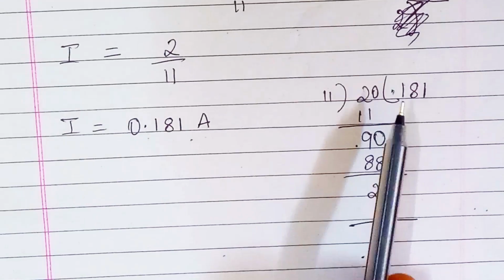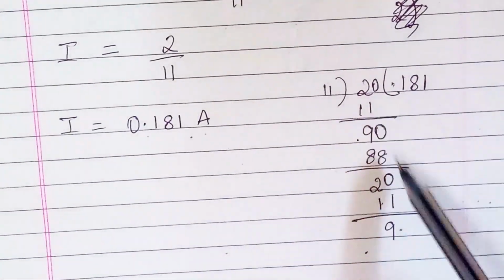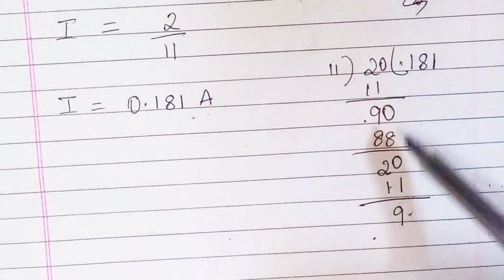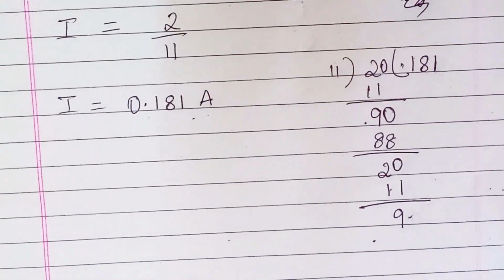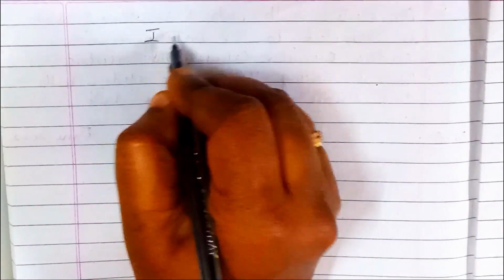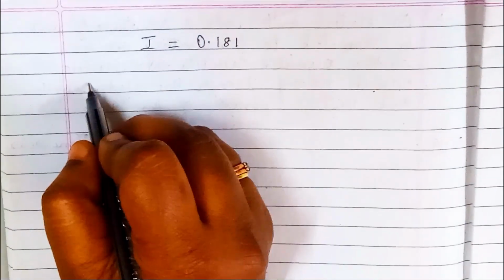So remember, whenever you are getting a recurring decimal, see, if you take a point again, it will become 0. After it becomes 0, again you have to take the 8 table, and the same recurring decimal you will get. So then you have to stop after the 3 decimals. I have got I is equal to 0.181.